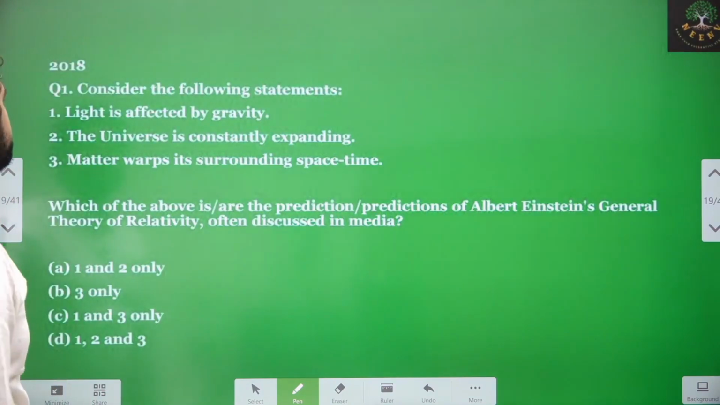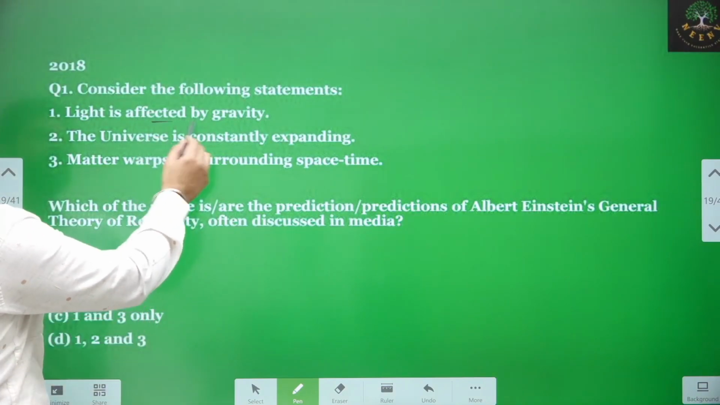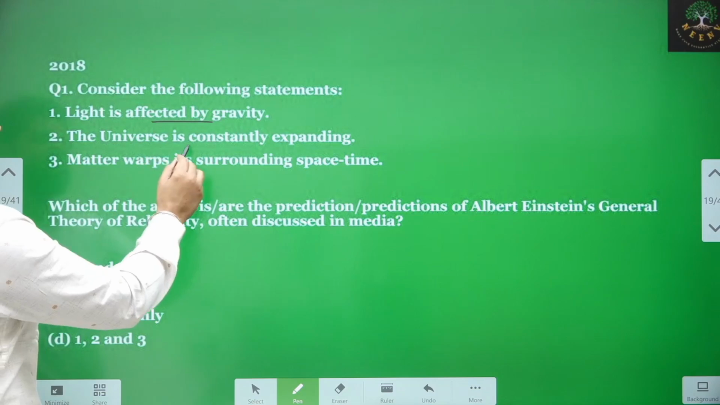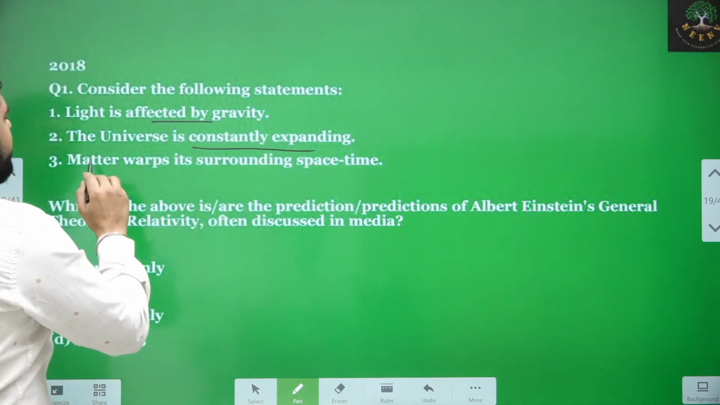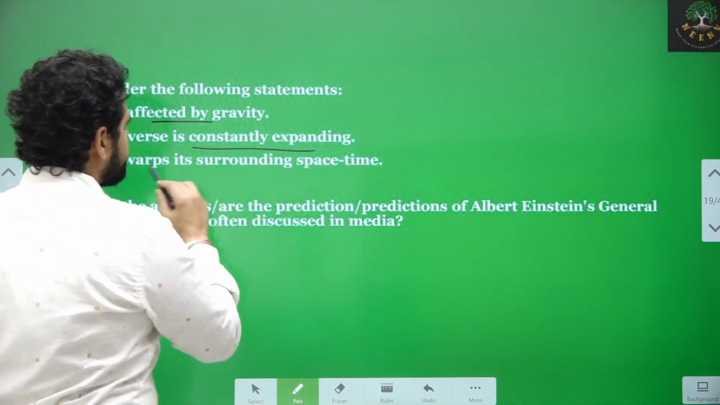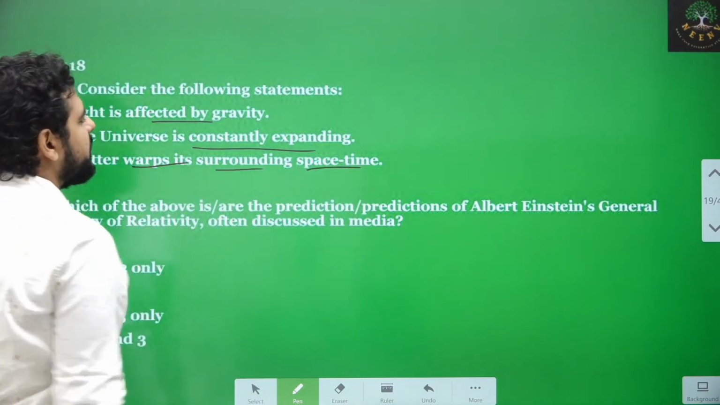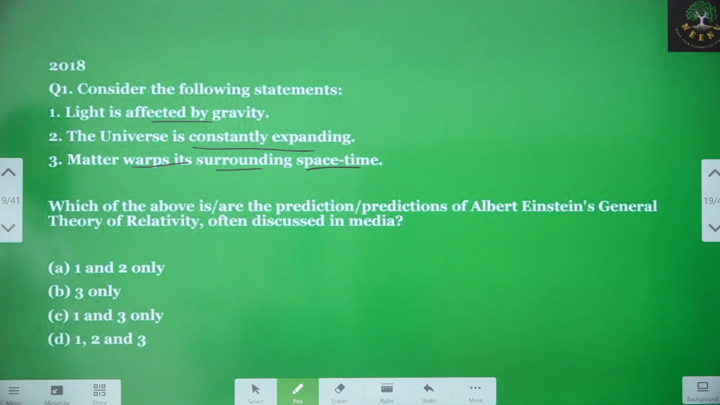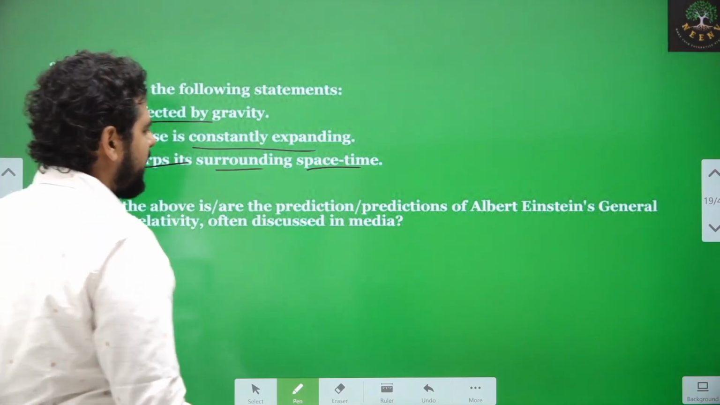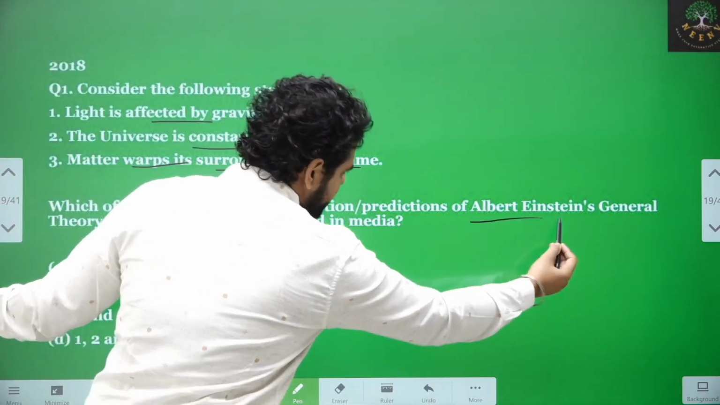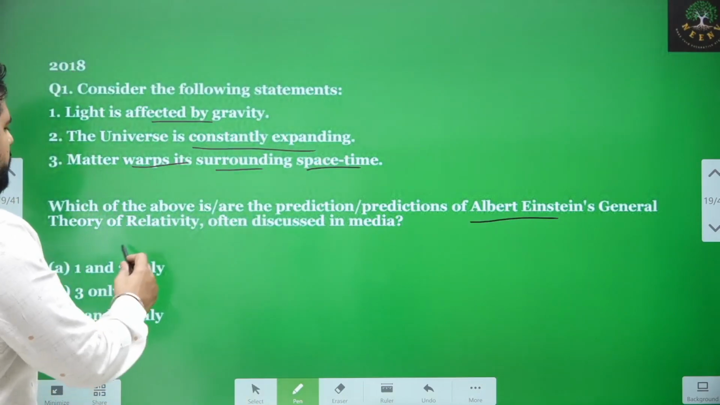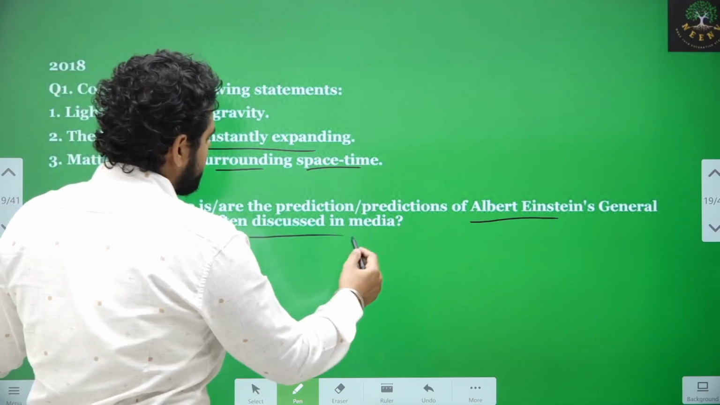The first question is, consider the following statements. Light is affected by gravity. The universe is constantly expanding. Matter warps its surrounding space-time. Now, which of the following is our predictions of Albert Einstein's general theory of relativity, often discussed in media?